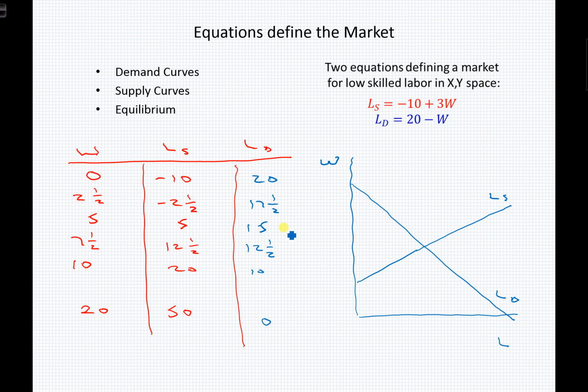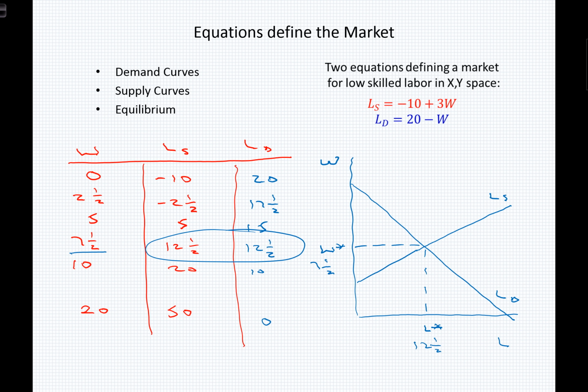At 5, they don't equal each other. But at 7.5, that particular wage level brings about an equal supply and demand. So we're going to think about this on our graph, and it actually will be right here. And we call this point W star and L star, and we know that they have values of 12 1/2 on the L axis and 7 1/2 on the wage axis.